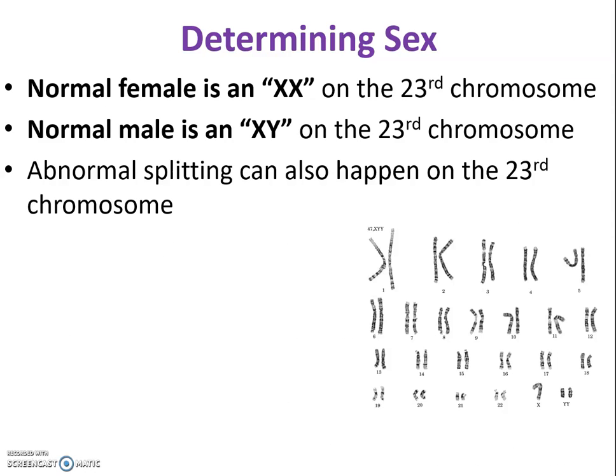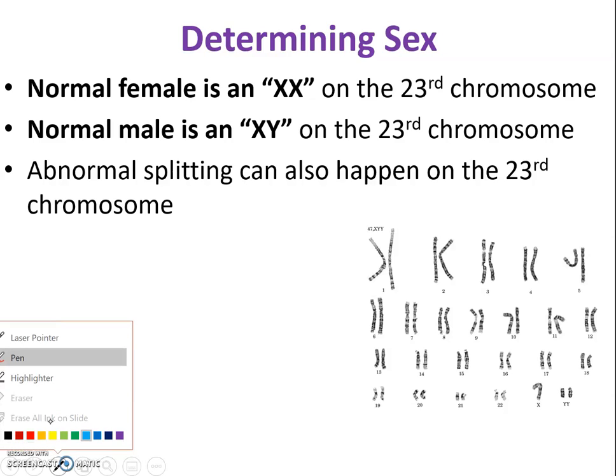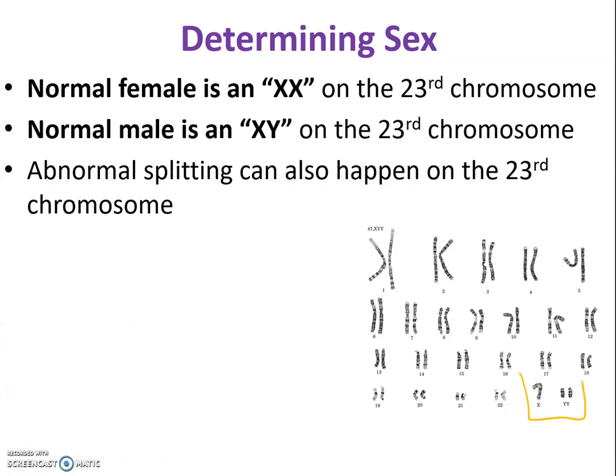Abnormal splitting can also happen on the 23rd chromosome, and we call those our sex chromosomes. So when we look at this 23, it's got an XYY. Well, okay, we just said you can either be an XX or an XY, so what the heck's an XYY? These things can happen on the 23rd chromosome. They're called our sex chromosomes, and these other 22 are what we call our autosomal chromosomes.